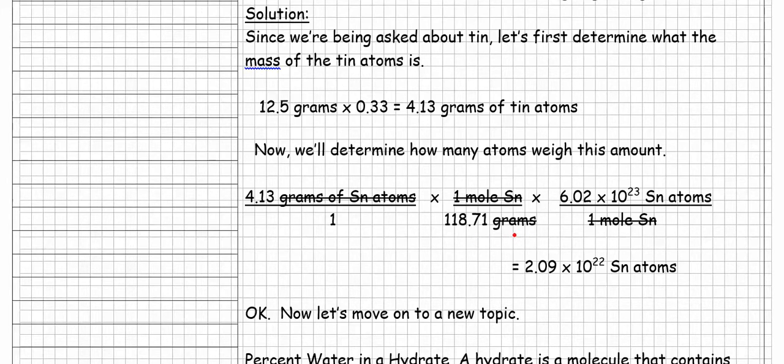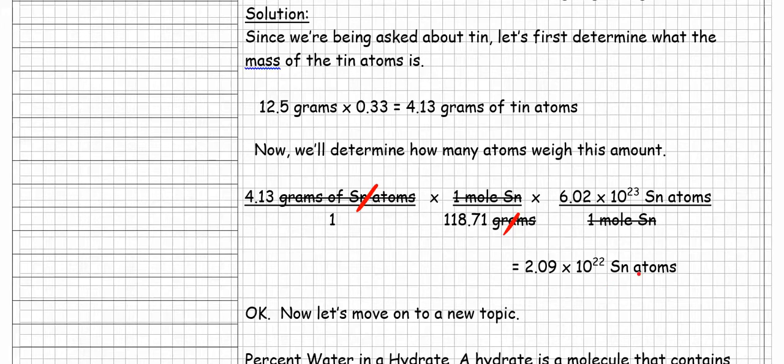Now I'm going to cancel this with this. Now I'm going to convert to the number of tin atoms. I know that 1 mole of tin has this many atoms, right? I'm going from grams to moles to atoms. This is a two-step process. When I do that, I multiply 4.13 times 6.02 times 10 to the 23rd, hit the equal button, and then divide by 118.71, and I get this number. With three significant digits, I get 2.09 times 10 to the 22nd tin atoms.